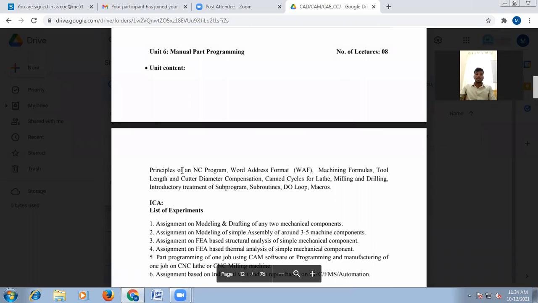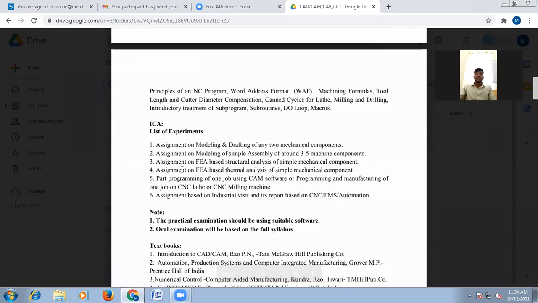Last chapter, a very important chapter, that is manual part programming. Now you can see here, this is the last chapter, and as per your career, your knowledge, suppose someone wants to go for CAE engineer, after completion of your UG mechanical engineering, someone wants to become a good CAE engineer, then at least you should know one modeling software, one designing software, and one analysis software.